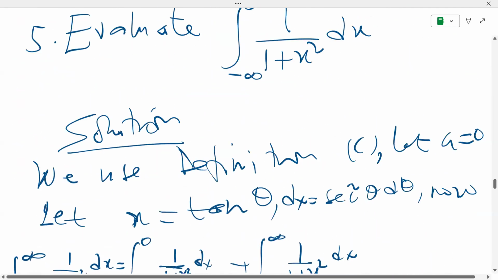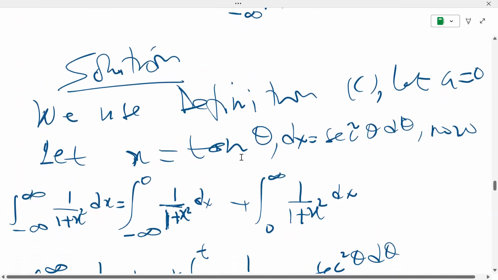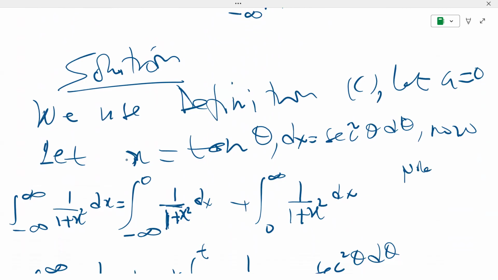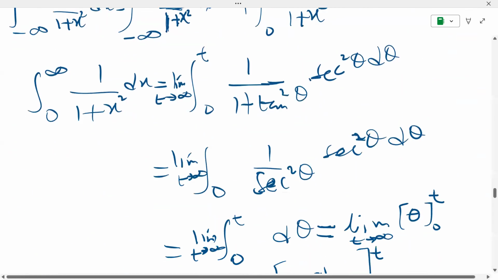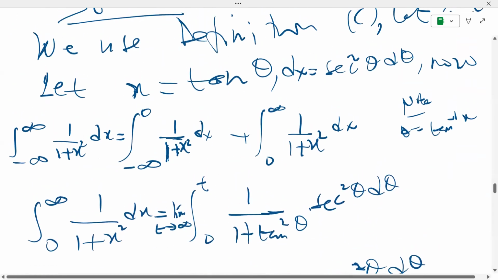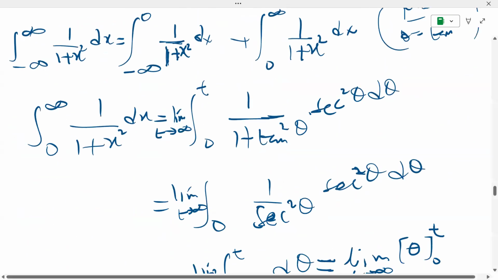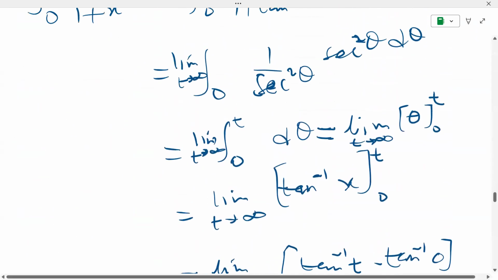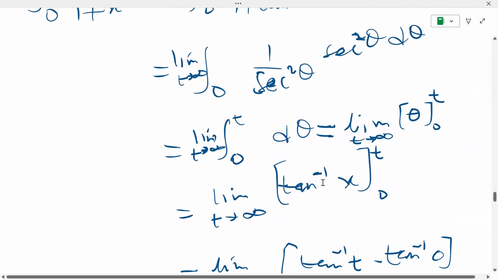So we go back to the representation with it. So we are making theta the subject, so theta will be equal to tan inverse of x. So we shall be using this one in place of that. Fantastic. So let's go back to the point. Right. So that's why we have this one.